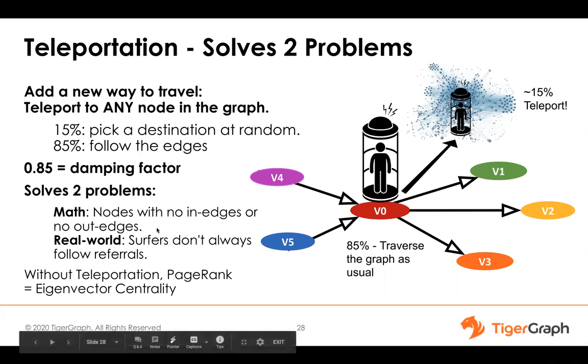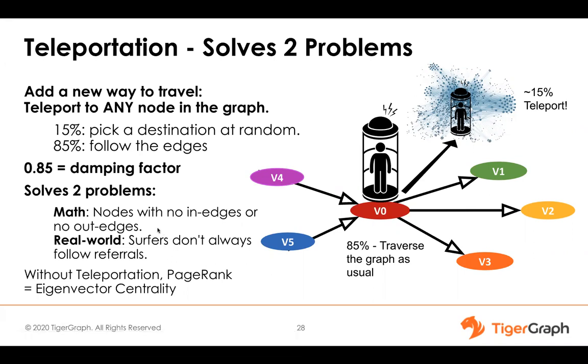This solves 2 problems. From just the pure mathematics, the PageRank process that we talked about doesn't work well if there are so-called source nodes or sink nodes, where one has no in edges and the other has no out edges. They tend to absorb all the probability if there are no out edges. Things go in, they don't come out.